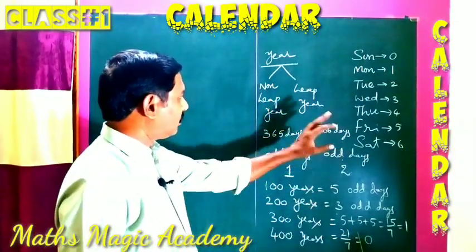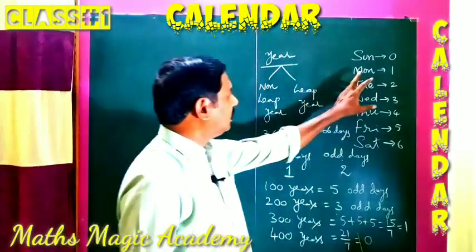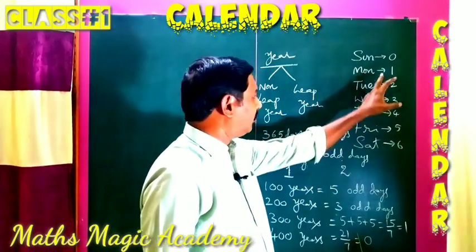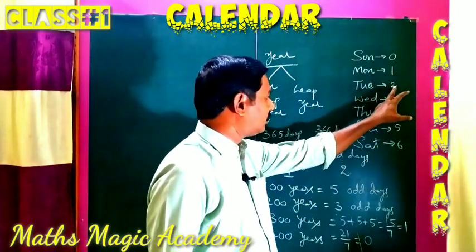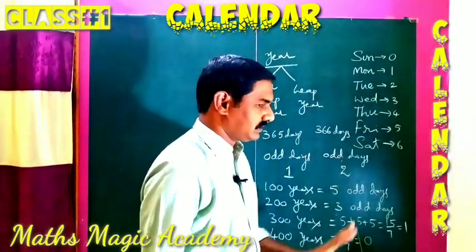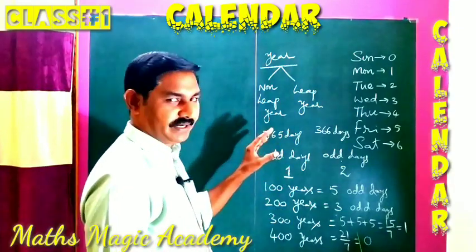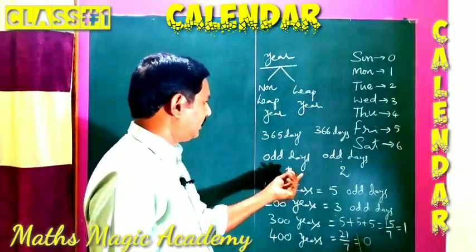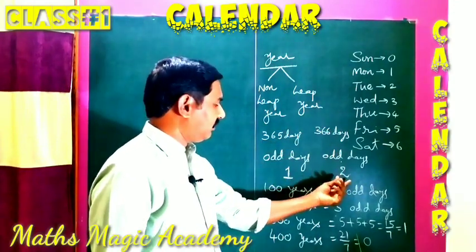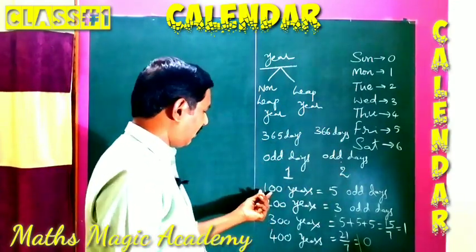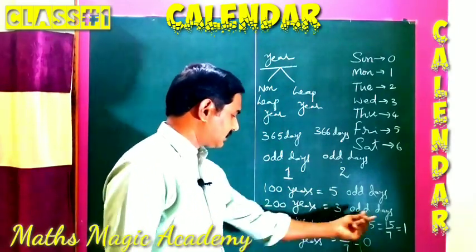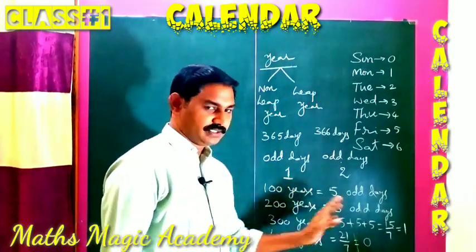See here, in total, you have to remember the days: 0, 1, 2, 3, 4, 5, 6. The odd days for a non-leap year will be 1 and for a leap year 2. Likewise, 100 years, 5; 200 years, 3; 300 years, 1; 400 years, 0.